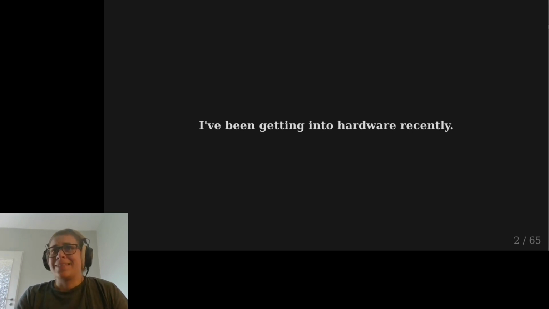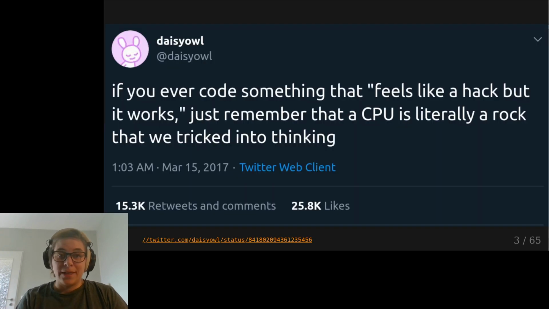A little disclaimer: it has really nothing to do with Clojure, except for maybe this tweet that I first saw on a slide at a Clojure conference, which kickstarts this off a little bit. It's a tweet by @DaisyOwl that says, if you ever code something that feels like a hack, but it works, just remember that the CPU is literally a rock that we tricked into thinking.